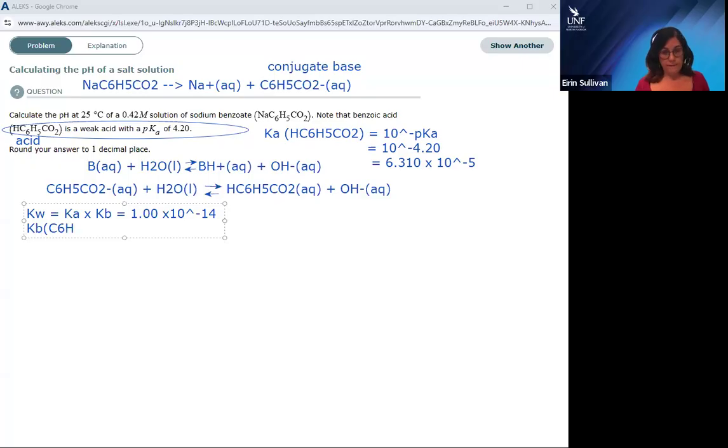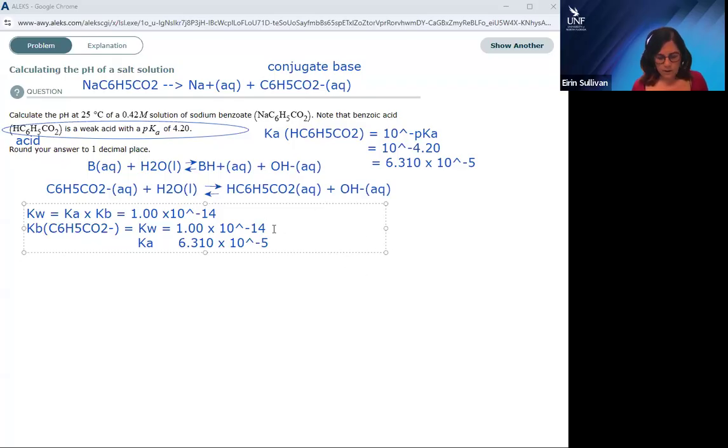So now we can solve for Kb for our benzoate anion, C6H5CO2 minus. That is going to just be Kw over Ka for our benzoic acid, which we just worked out. So 1 times 10 to the power of minus 14. Might have to be careful how you stick this in your calculator. Divided by Ka for my benzoic acid, which we just worked out as 6.310 times 10 to the power of minus 5. What are you equal? 1.601 times 10 to the power of minus 10. That looks like the right order of magnitude to me.